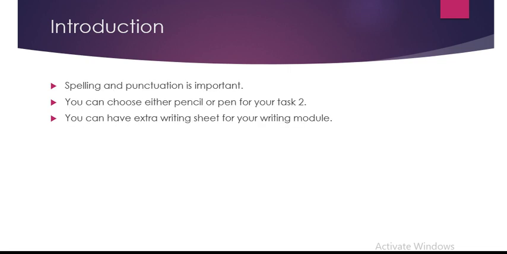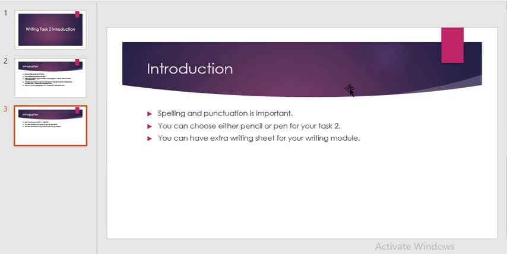Spelling and punctuation are important, because if your spellings are wrong, they will deduct your marks. You can choose either pencil or pen for your task 2, and you can have an extra sheet for your writing module. Now, writing task 2 is the most difficult test of IELTS. Most of my students, including myself, got around 7 band in writing, because obtaining 8 bands or more in academic writing is usually very difficult. So I will try to explain the best tips and examples to you.